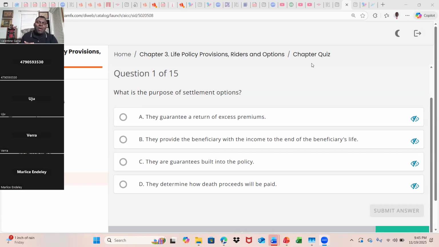Yeah, I was saying that somebody chose an option that represents the name David, which is D for David. Remember when we talked about the settlement options, we talked about fixed period settlement option. We talked about fixed amount. We talked about cash settlement, which is another word for lump sum. So those are all settlement options, which all rhyme with D. They determine how death proceeds will be paid.